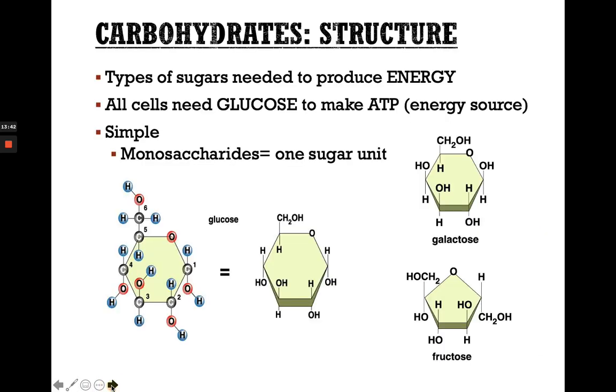So here we go, we're going to talk about carbohydrates. Again, you have a note there that you're filling in as we go through and talk about all of these. So here are some structures of carbohydrates. And actually, here's a great structure right here. Here is the glucose molecule.